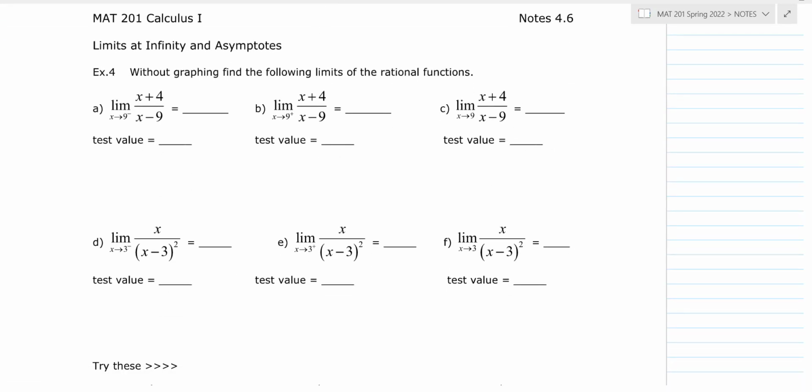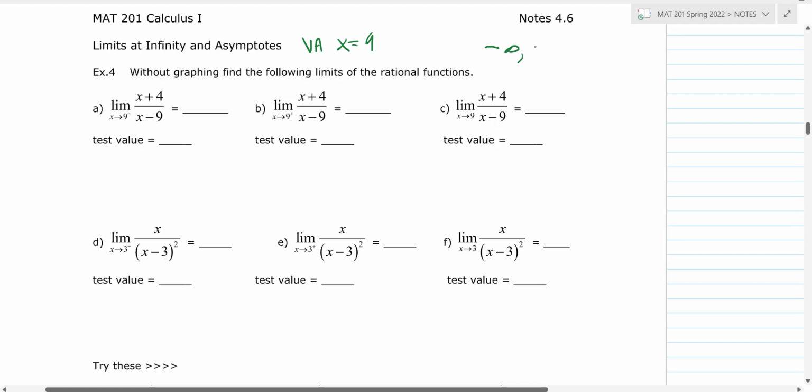So first of all, the first thing you have to do is see that I'm asking for a limit at a vertical asymptote. And I am in this case. So this row right here has a vertical asymptote at x equals 9. That's what makes the denominator undefined. So since I'm asking for a limit at a vertical asymptote, you know your answers are going to be negative infinity or infinity for the one-sided limits. So here's what I'm going to do.